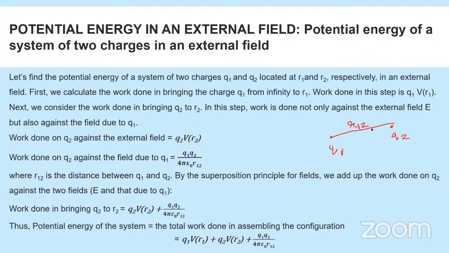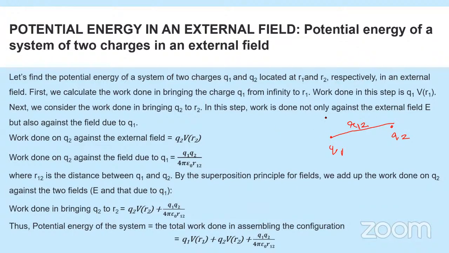Okay, so first we will, as usual, calculate the work that is being done in bringing the charge Q1 from infinity to position R1, and the work done in this step would be Q1 into V at R1. Next, we are going to consider getting Q2 from infinity to R2, to this position.